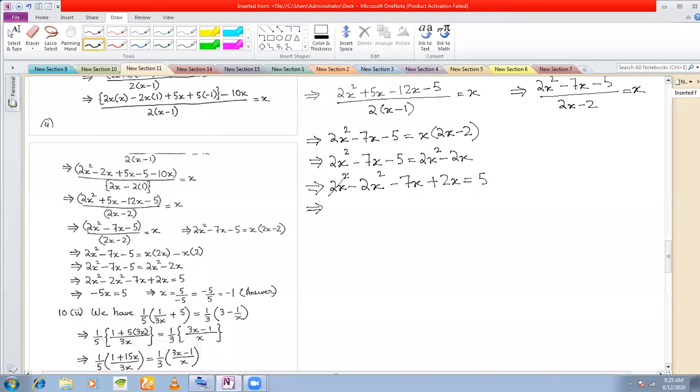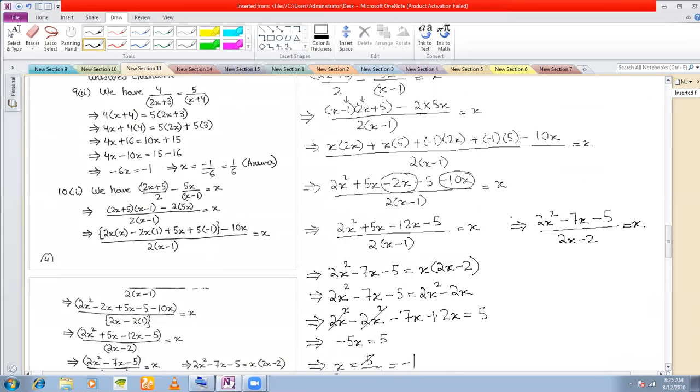Now what happens? This 2x square will cancel. Minus 7x plus 2x will give you a minus 5x is equal to 5. That means x will be 5 divided by minus 5. So this cancels. You simply get minus 1. Any questions in any step? I hope you understood the multiplication. Any question in any step?